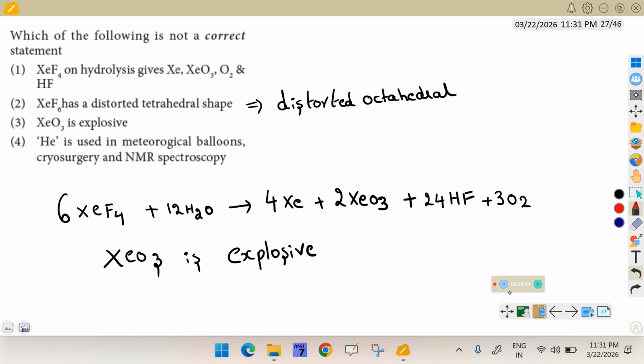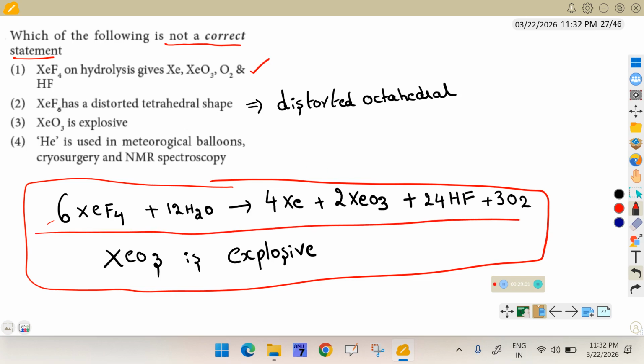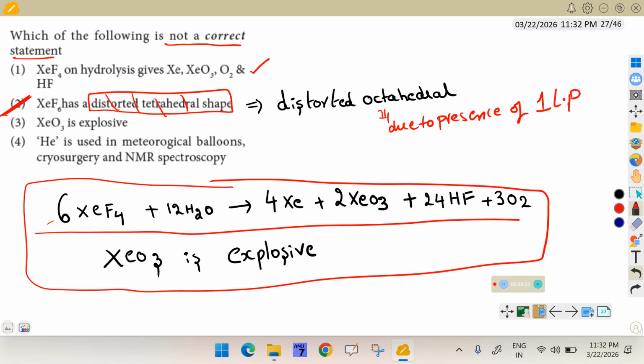Which of the following is not a correct statement? First one is correct: XeF4 on hydrolysis gives Xe, XeO3, O2 and HF. Second one, XeO3 has distorted tetrahedral shape? No, this is wrong. Not distorted tetrahedral shape. This is distorted pyramidal due to the presence of one lone pair. So the second option is the answer.